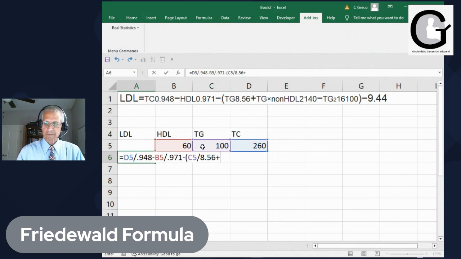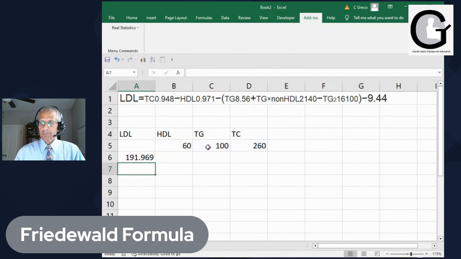triglycerides times what they call the non-HDL. Whatever the non-HDL is, we're just going to make that a 0 at this point in time, 0 over 2140, minus triglycerides squared, which is this, over 16100, and then minus 9.44. Okay, so your LDL is going to be 191.